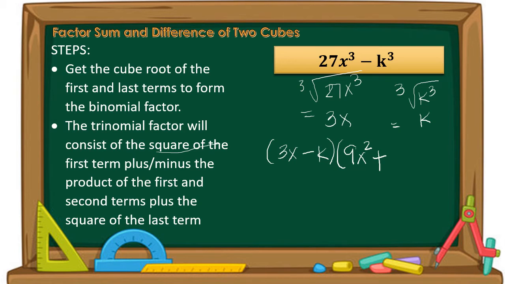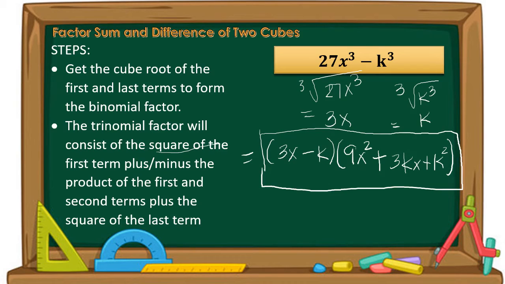plus, so if the first binomial factor is minus, then all of the operations for the trinomial factor will be addition. So 9x squared, then proceed with multiplying 3x and then k. So we have 3kx plus the square of the last term. So k times k is k squared. So this will be the answer for the next example.